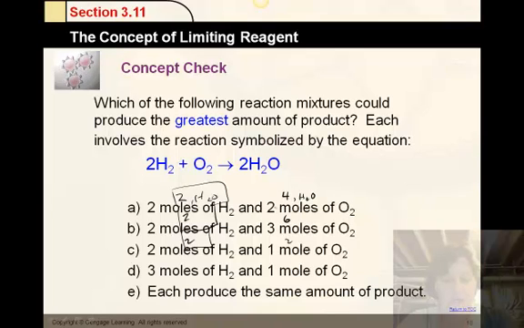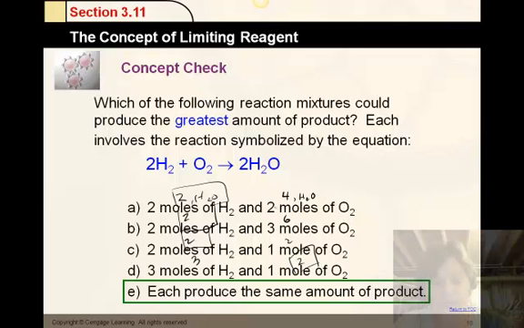And if we notice, we can go through this again. 3 moles of hydrogen would produce 3 moles of water. 1 mole of oxygen can produce 2 moles of water. And in that case, 2 is the smallest of the 2 choices. And if we scan the answers to A, B, C, and D, you can see they all produce 2 moles. So therefore, I think, yep, the answer is each produce the same amount of product.